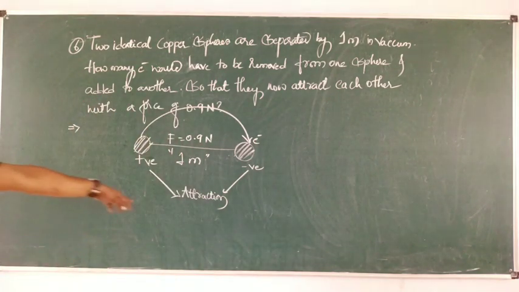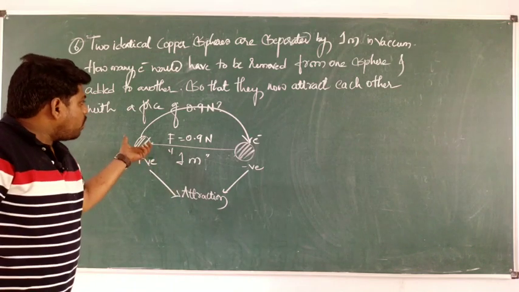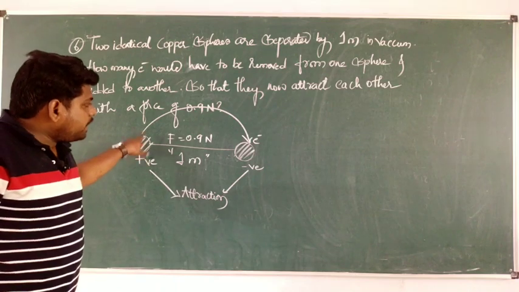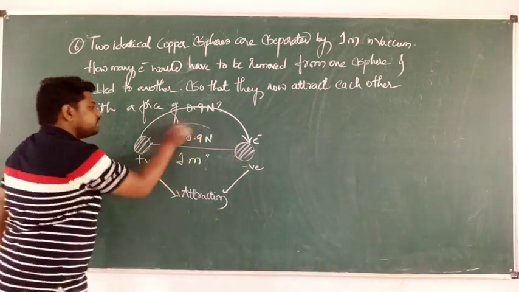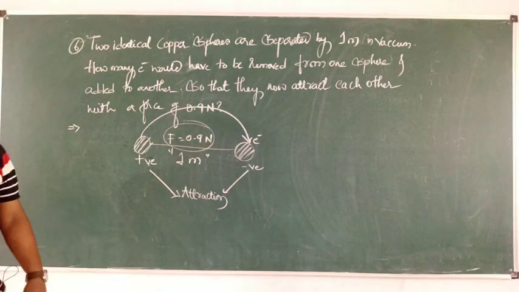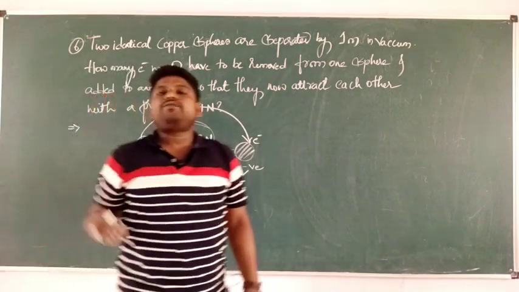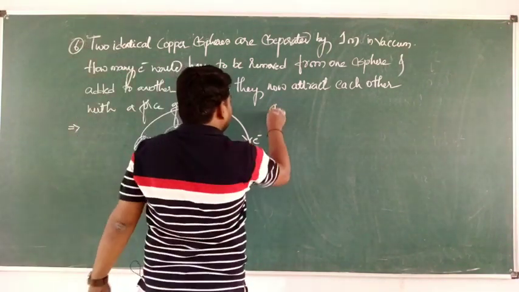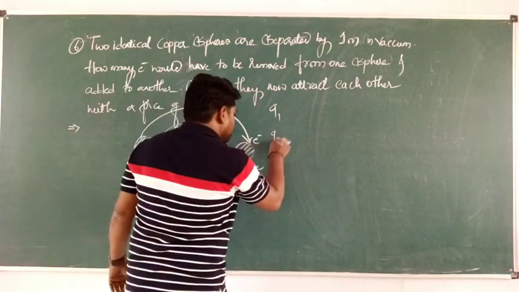Sorry, the nature of force will be what? Attraction. Fine. Now, how many electrons have to be removed from this sphere and added to this sphere so that they attract with F equals 0.9 Newton? For this, you have to be very smart. You have to know what is Q1 and what is Q2.